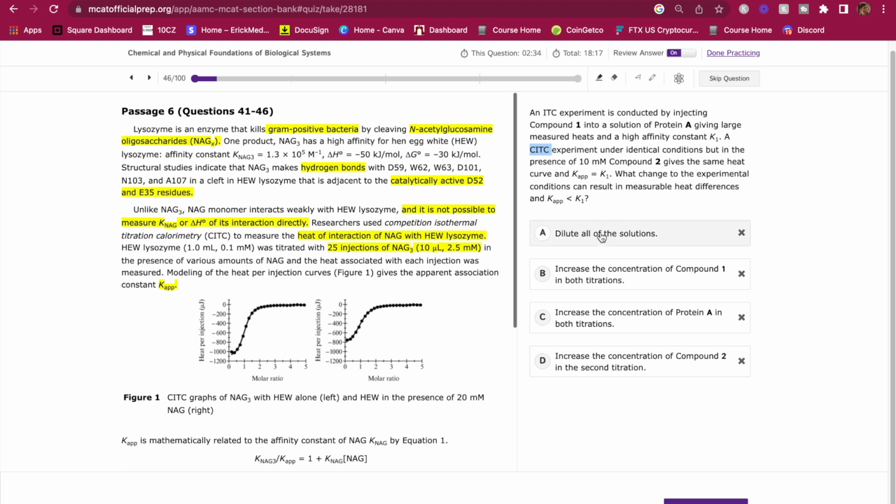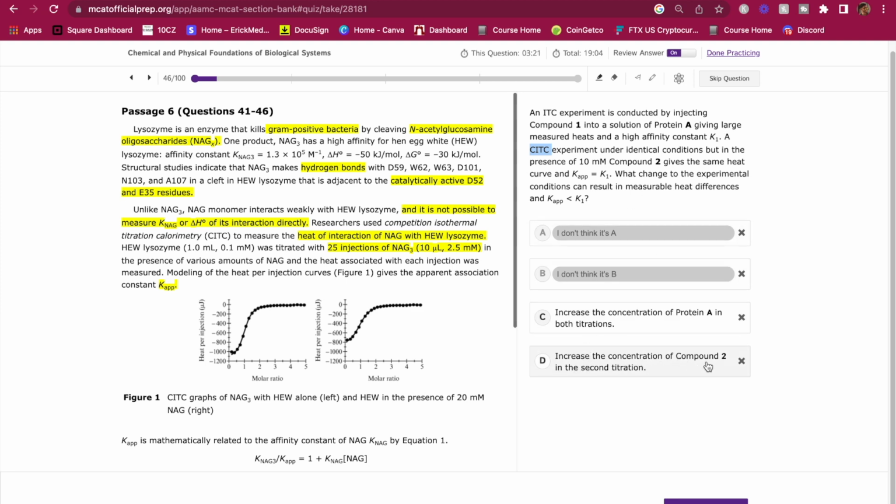Okay, so dilute all the solutions. No, if we dilute all of them, we're still going to get the same amount of compound 1 and the same amount of compound 2, and that's not going to help compound 2 win. Increase the concentration of compound 1 in both titrations. This would make compound 1 win, and we don't want compound 1 to win. If compound 1 wins, then we're going to have the same amount of heat being expelled and the same affinity. Increase the concentration of protein A in both titrations. If we increase the concentration of protein A, compound 1 is still going to win. We're just making more sites available to bind. That's it.